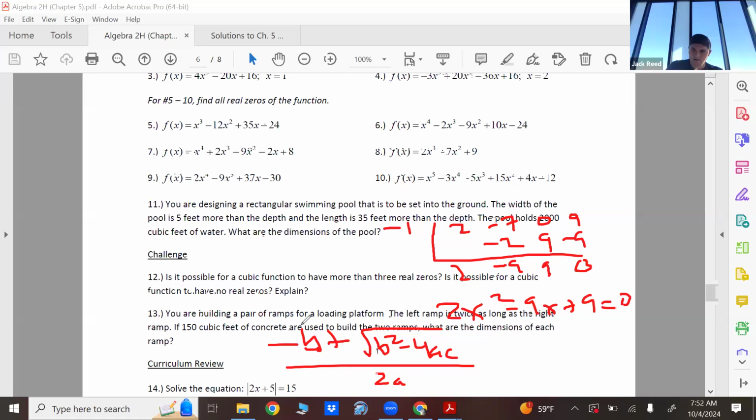Wait, that could work, right? Negative 9 for C or positive 9? No. A is 2, B is negative 9, and C is 9, right? Okay, so yeah, we would have positive 9. Good.